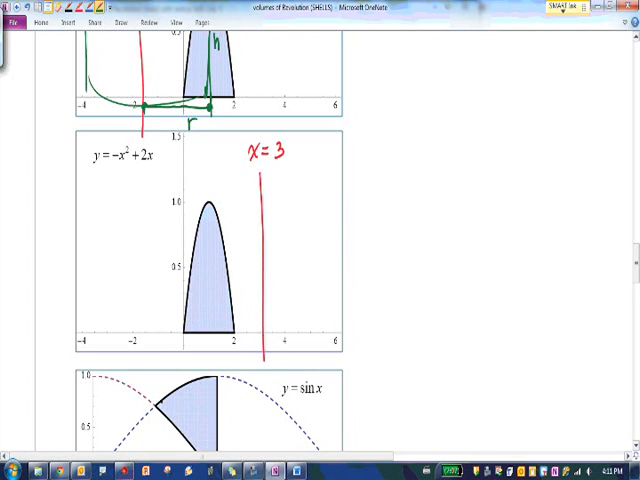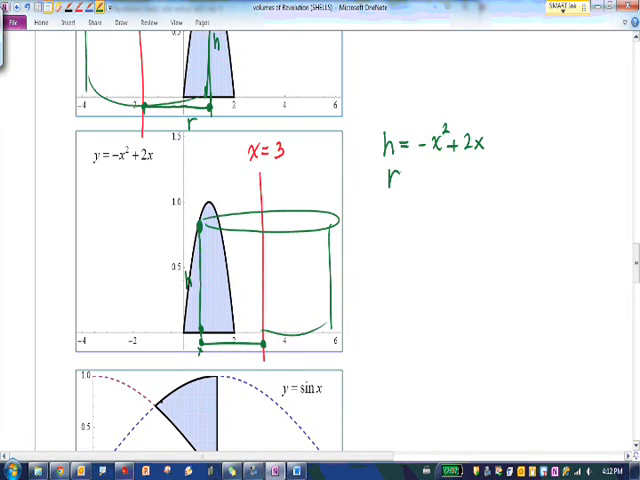So I'm going to pick a random spot in the interval. I'm going to use that spot to draw a height, and my radius is going to be from the axis to my random spot. Okay? And then again, here, let me sketch the shell so you can see it. In this situation, again, my h is just negative x squared plus 2x minus 0. And my r is right minus left.